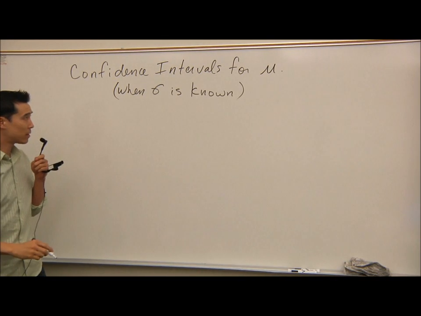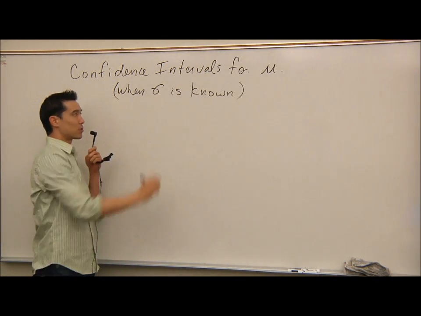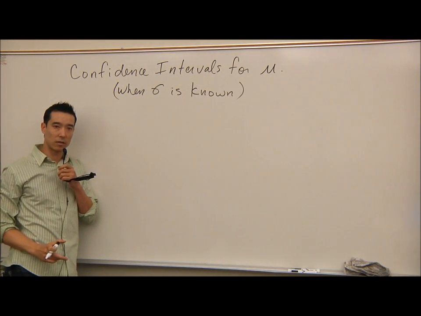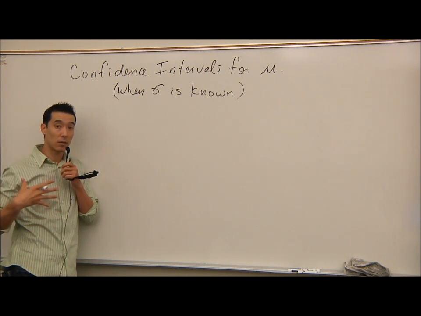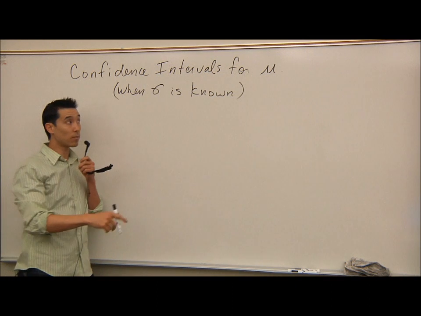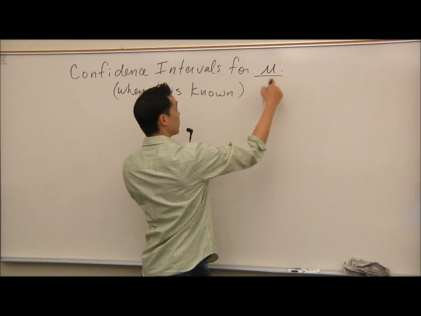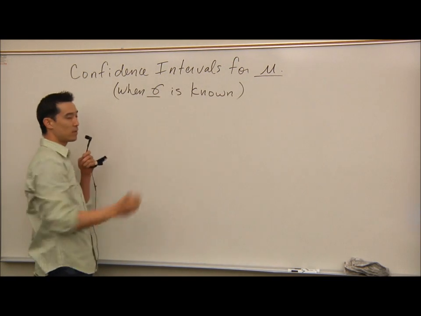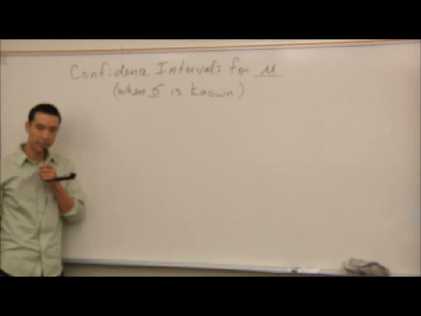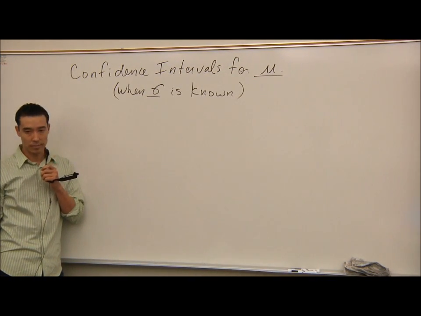Okay, so again, we're throwing out some statistics jargon here. What does sigma stand for? Standard deviation of the population. Okay, so these are both population things, which we call parameters, right? Confidence interval for the mean of the population when we know the standard deviation of the population. Okay? This is 7.1.